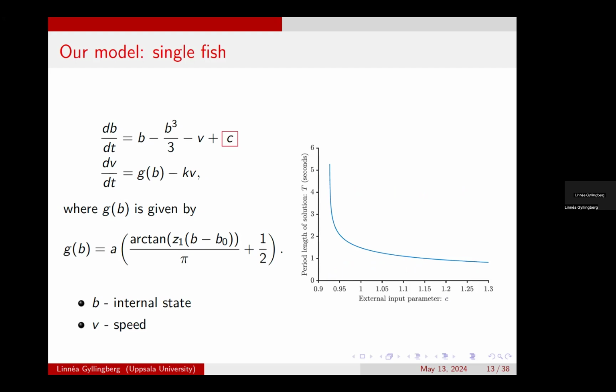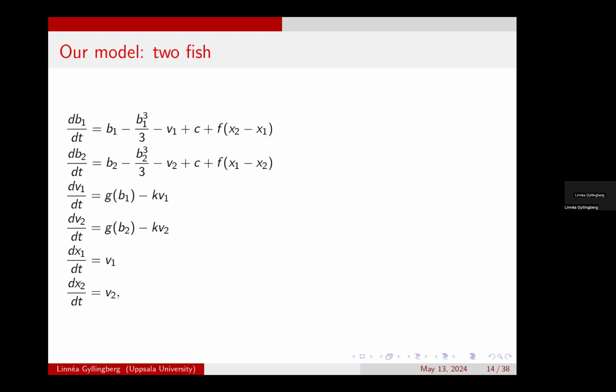But what we were interested in is, by using a neuronal model, can we model how fish respond to each other when they swim together? So we extended the model to 2 fish, so now we have 6 variables. We have B1, which is the internal state of fish 1, B2, which is the internal state of fish 2, V1, which is the speed of fish 1, V2, which is the speed of fish 2, and then we have the position of fish 1 and position of fish 2.